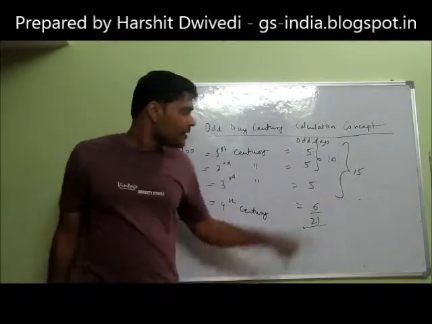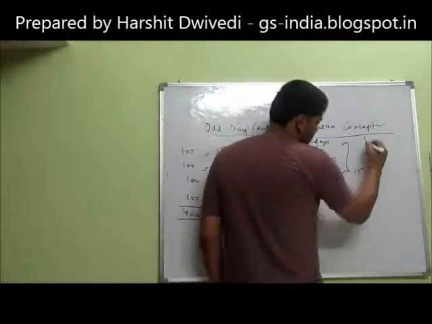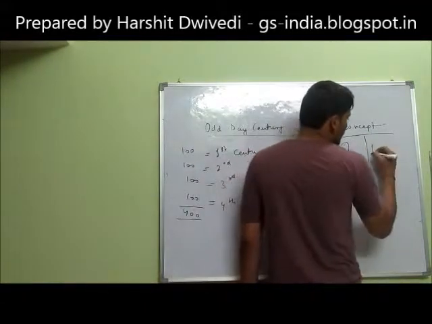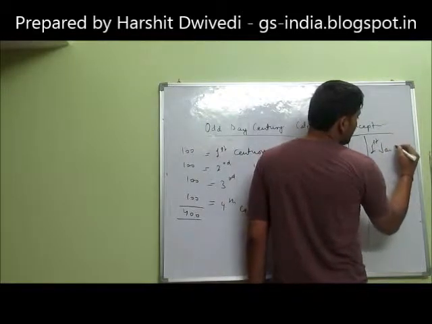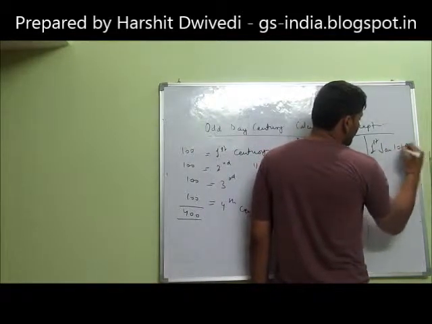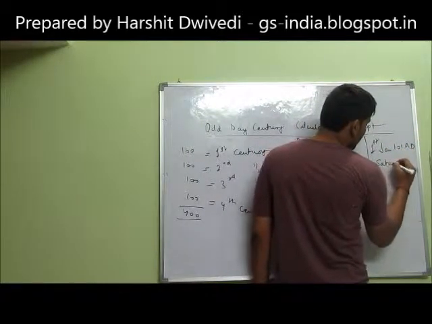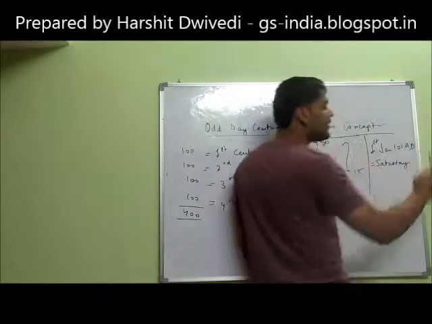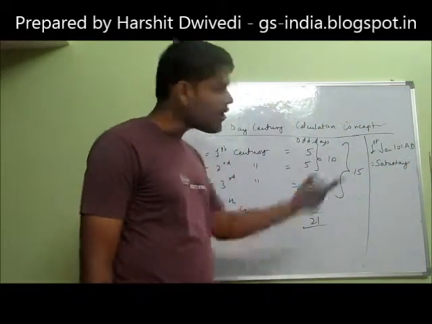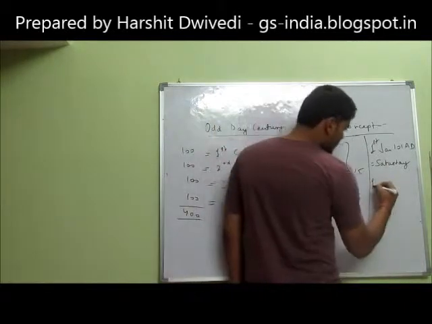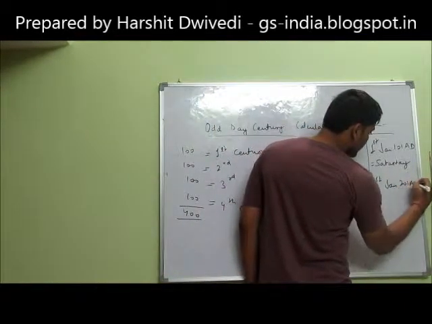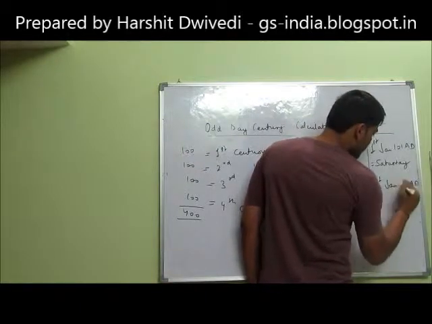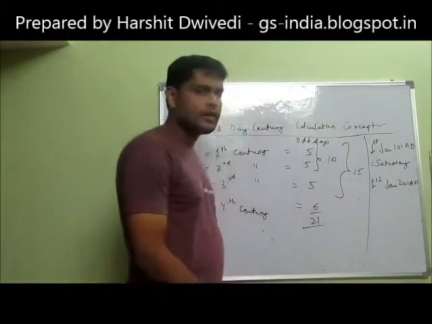But the question here becomes something like this. What we got? We got 1st January 101 AD, we calculated as Saturday. Now if someone asks us that what is 1st January 201 AD, then what will be our reply?